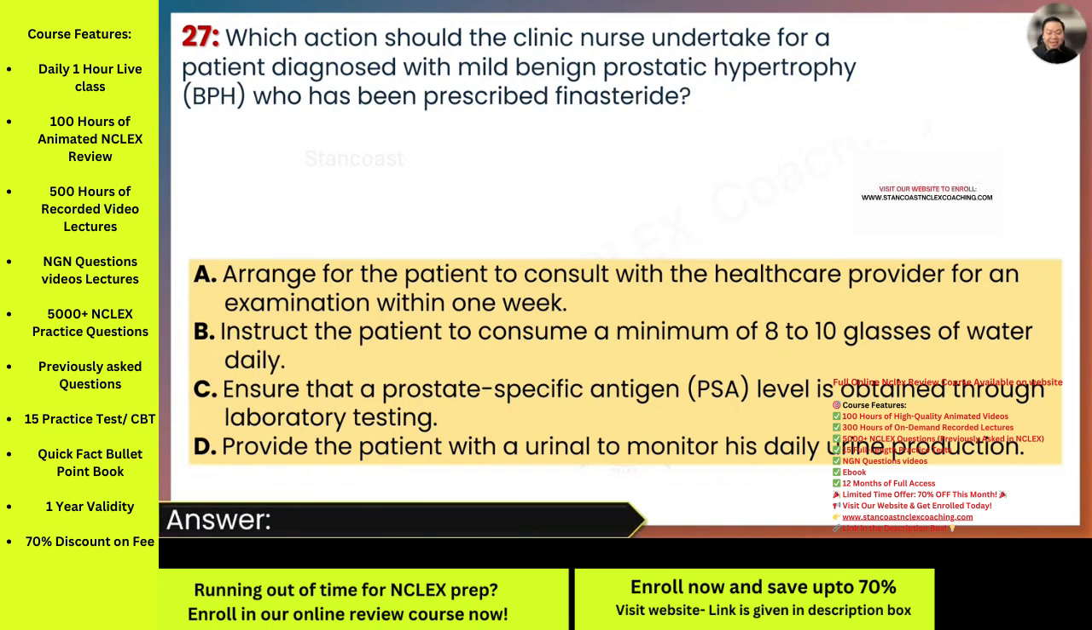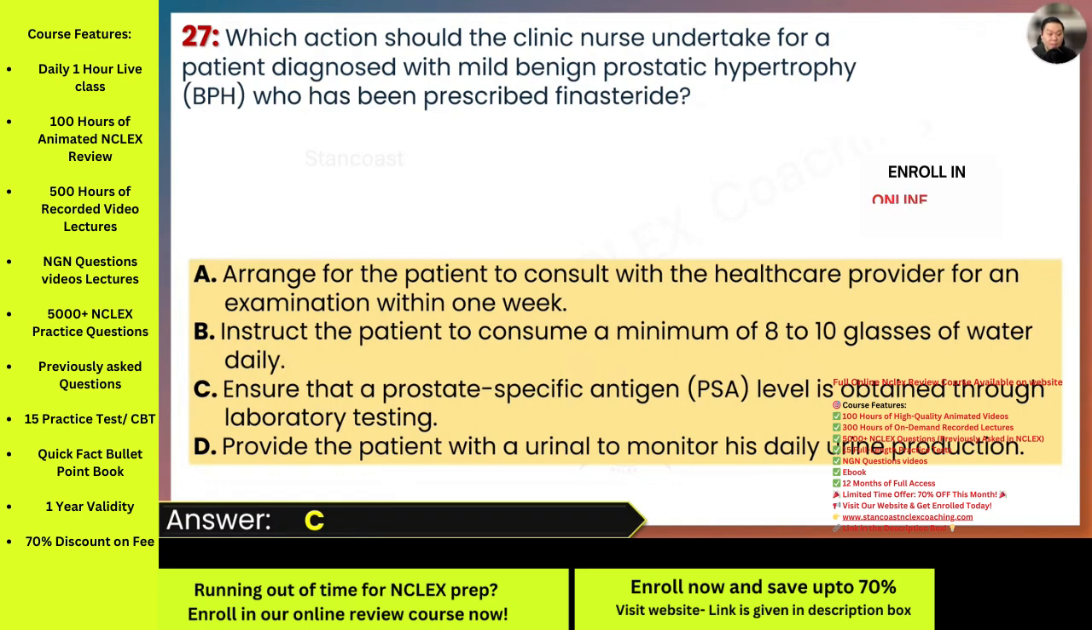The answer is letter C. The medication that we have here, finasteride, is a 5-alpha reductase inhibitor, which is used to reduce the prostate size in BPH. And this can also lower the PSA levels, which is very important for the nurse to monitor before starting the medication, and again after 6 months to evaluate for prostate cancer. And so the key clue in option C is the PSA level, because it directly relates to the drug's effect on the prostate.